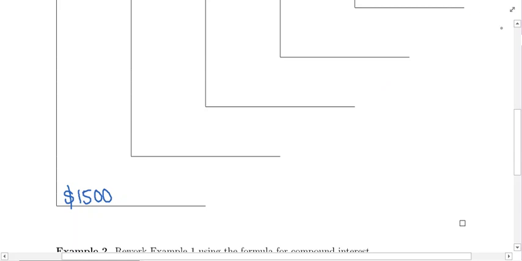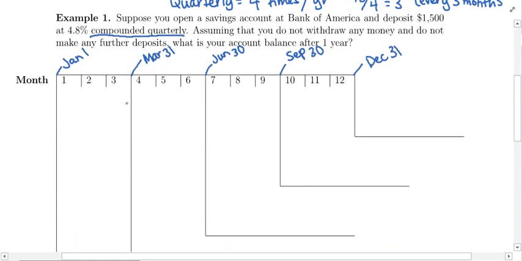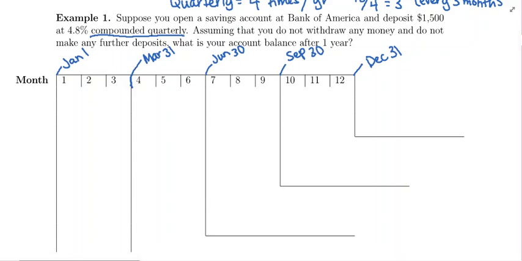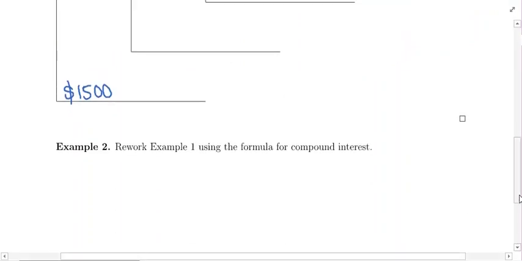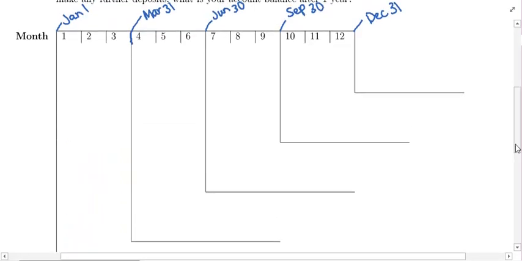That money is going to sit there. The $1,500 is going to sit there for the first quarter. It sits there and accrues interest through January, February, and March. And then you arrive at the end of March, March 31st, the end of the first quarter. You're going to get an interest payment. So let's figure out our account balance at the end of the first quarter, on March 31st.